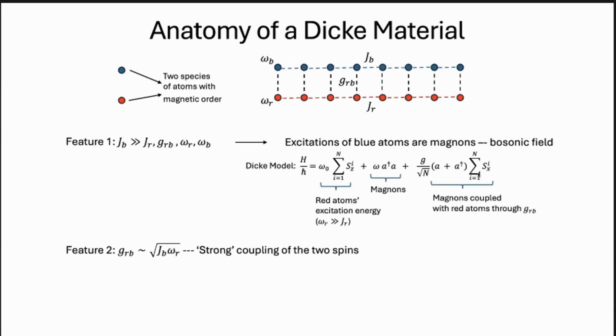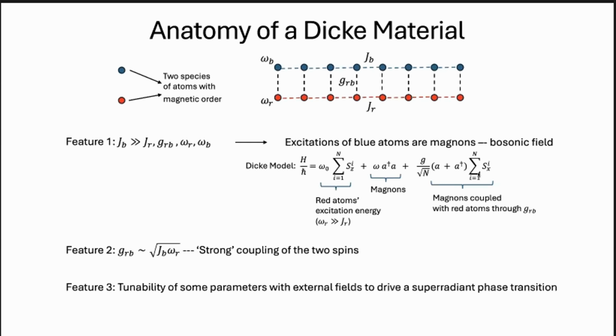The second feature we would also need is some sort of a strong coupling of these two species of spins. That's because if you want to see a superradiant phase transition, this coupling better not be too weak. And the third feature is that it will be nice if some of these parameters are tunable by external fields in an experiment, so that one can drive some sort of a normal to superradiant phase transition.